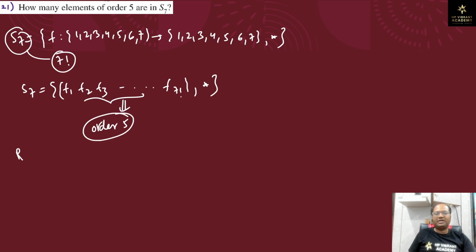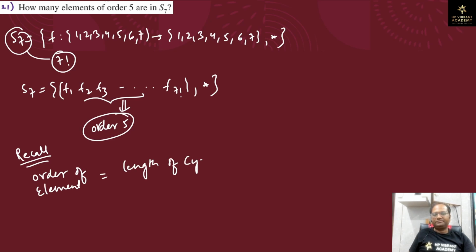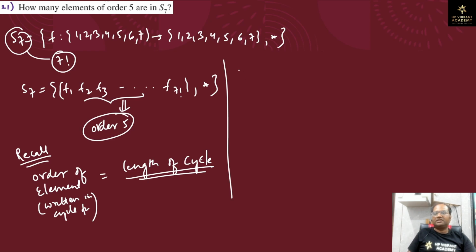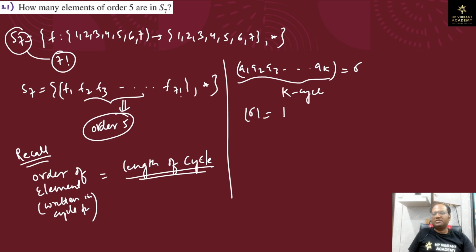Let us recall that the order of an element is equal to the length of its cycle, the order of the element written in cycle form. Let us consider a k-cycle like this: a1, a2, a3, and so on. This is a k-cycle. Suppose this is sigma, so the order of sigma is equal to the length of that cycle, that is k.